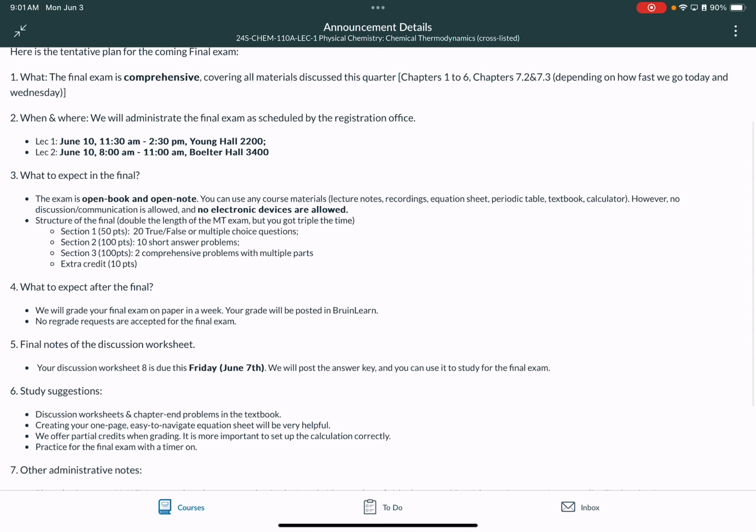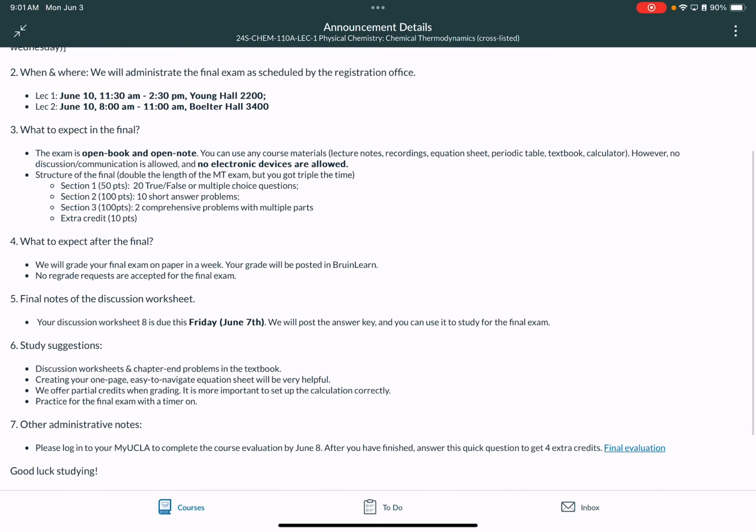When and where, this part I really don't have any control on. It's set by your registration office. Basically, I also follow the instruction of the registration office. So you're in my lecture 1, which means your final exam will take place next Monday, 11:30 to 2:30 in this room. And what to expect in the final, likewise, your final exam is also going to be open book, open note, anything printed out is fine, textbook is fine, no electronic devices.